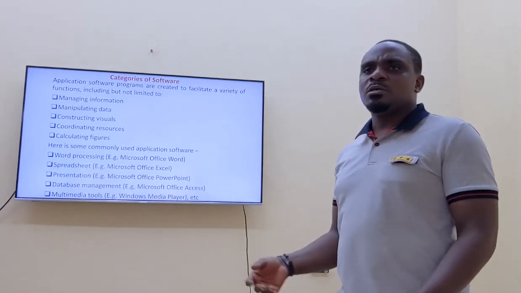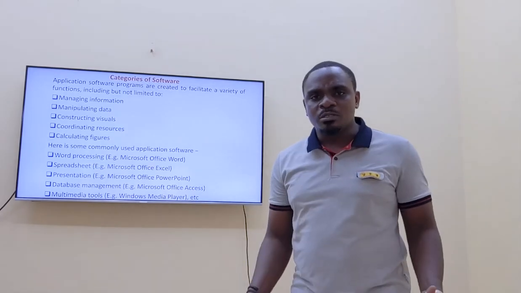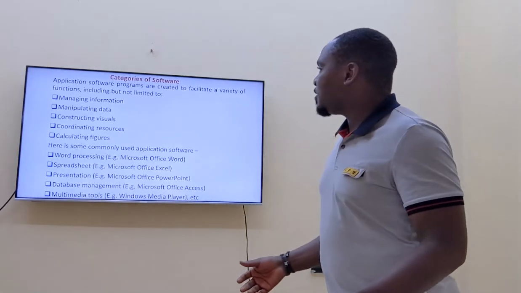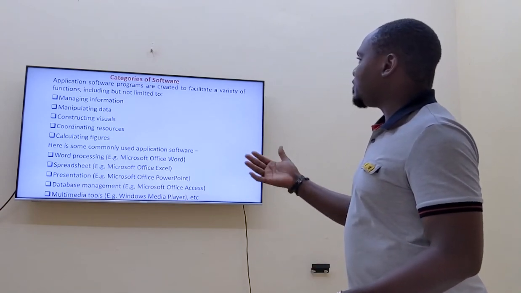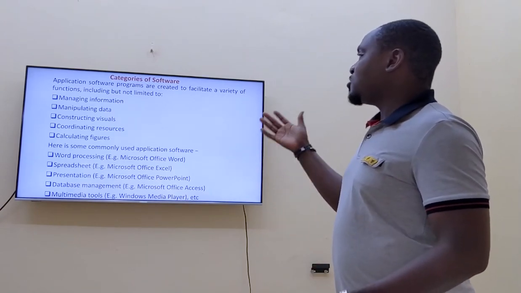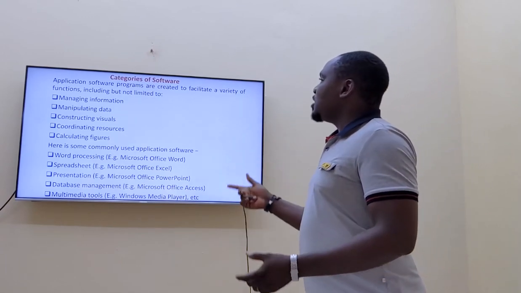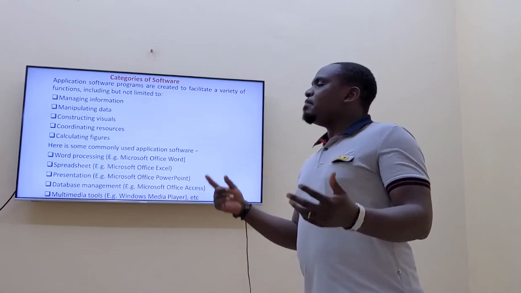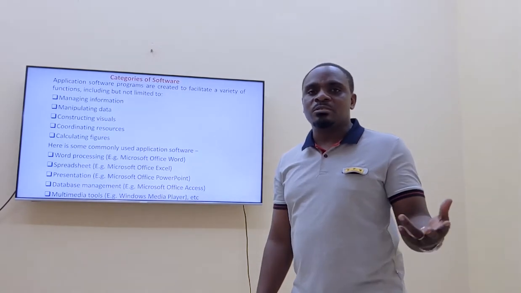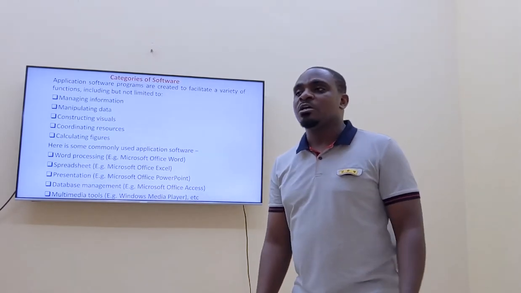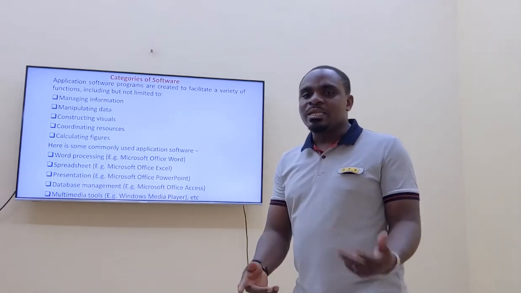We've given examples. We said we can use it for our personal work, we can use it for organizational work, we can use it for different types of activities. So here, as a category of software, we have applications. We say that application software programs are created to facilitate a variety of functions, including but not limited to managing information. If you see people using a computer to manage information, it is actually the software that enhances the entire activity.